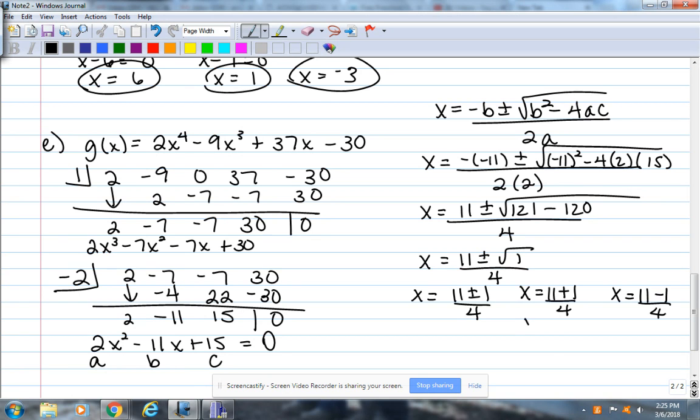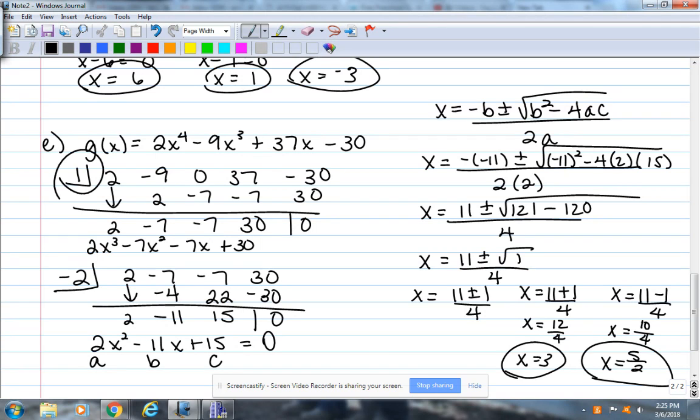What's 11 plus 1? 12. What's 12 divided by 4? 3. Y'all are right. It did cross at 3. 11 minus 1 is 10 over 4. Reduces to 5 over 2, which is 2.5. Did the other one look like it was kind of crossing close to 2.5? So it wants us to list all the zeros, so don't forget to put these in there too. X equals 1 and x equals negative 2.